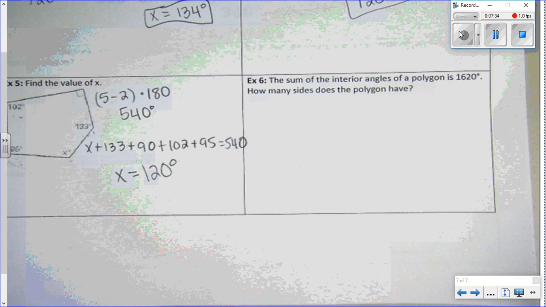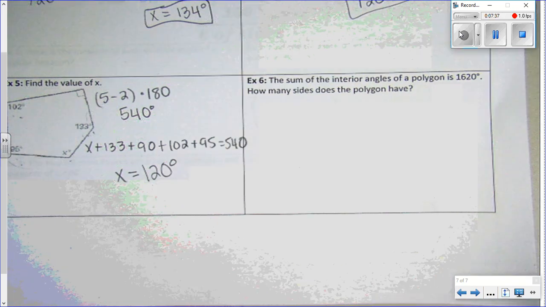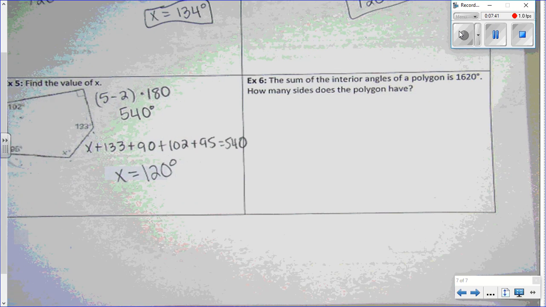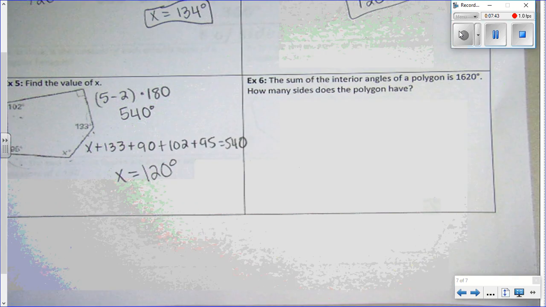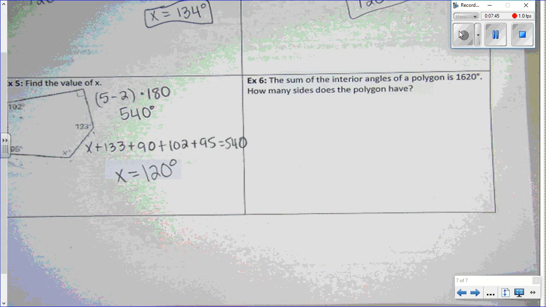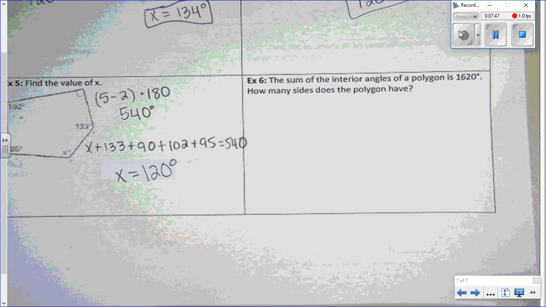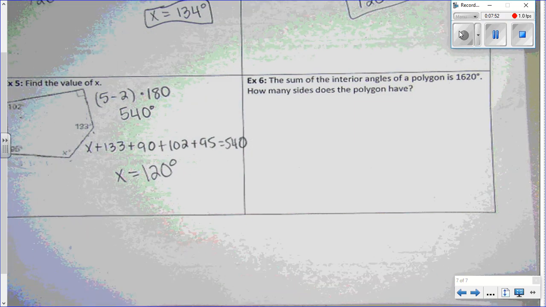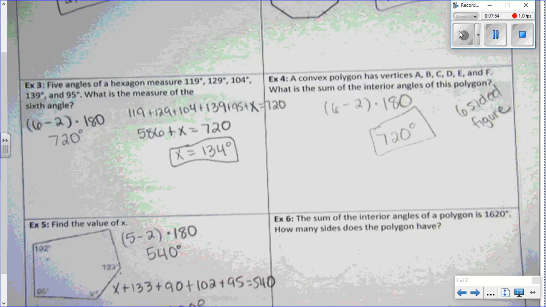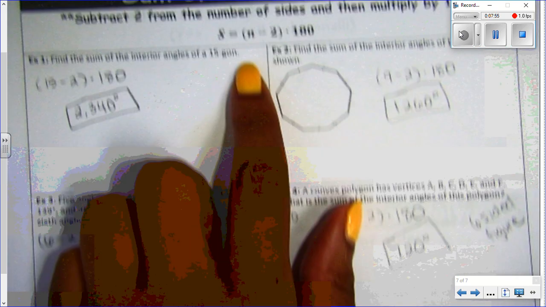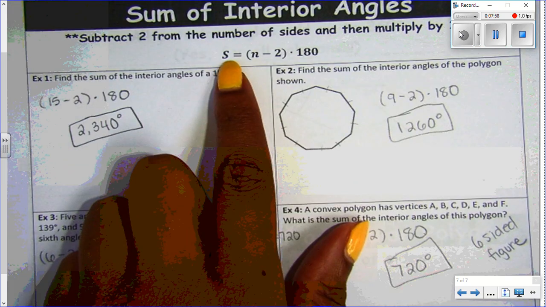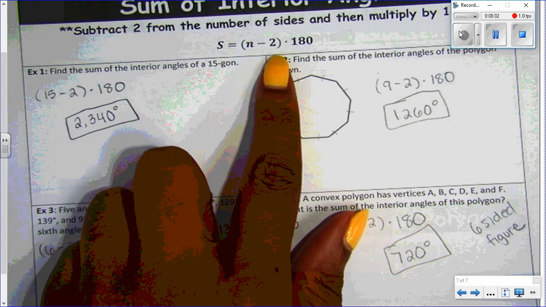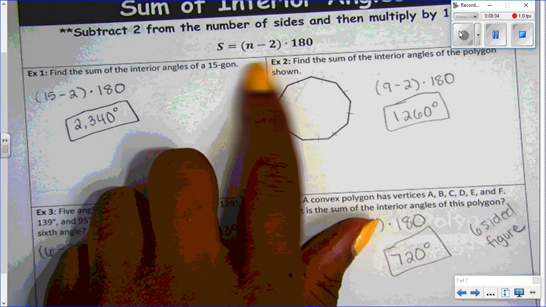And one of the last types of problems we can use with this is to figure out the number of sides a polygon has by the sum of the interior. So this one says the sum of the interior angles of a polygon is 1,620 degrees. How many sides does the polygon have? Well, we know from up here, a formula is the sum of the interior is equal to the number of sides minus 2 times 180. So now we can just plug in whatever we have.